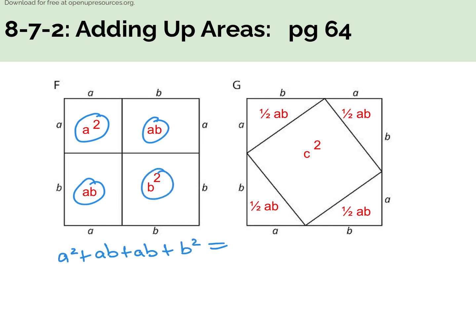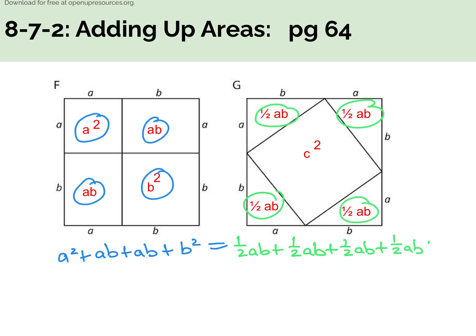Then I'm going to take everything in G, same kind of thing. So I'm going to have 1/2 ab plus 1/2 ab plus 1/2 ab plus 1/2 ab. Then we also have our c squared in there.